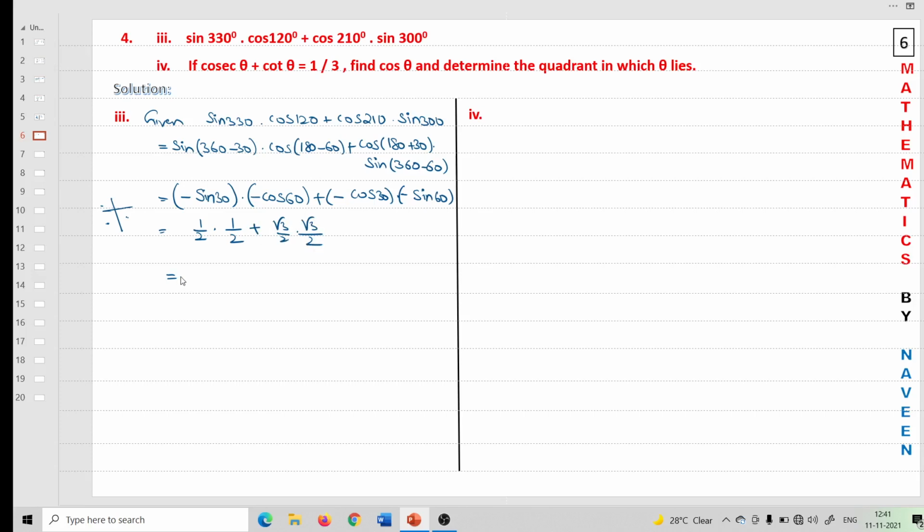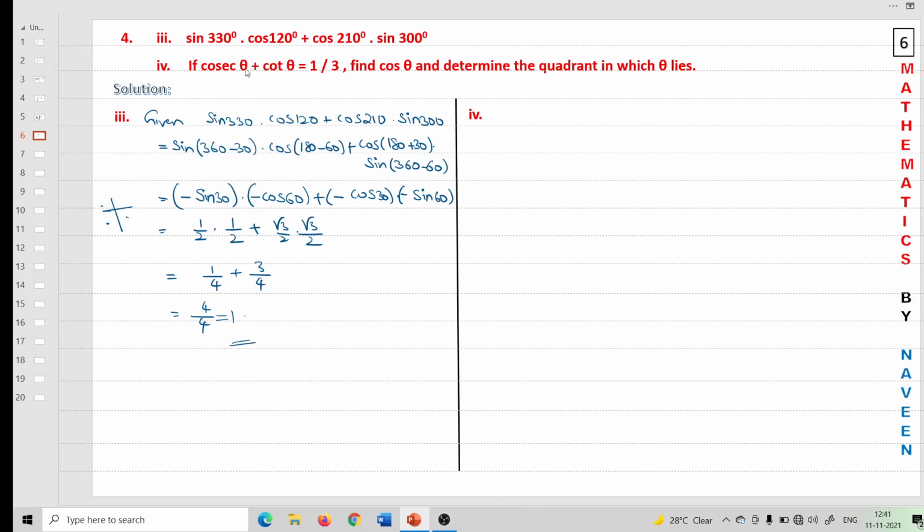That is equal to, see, this one 1 by 4, 1 by 2 into 1 by 2. 1 by 4 plus root 3 into root 3, 3 by 4. That is 4 by 4. Clear? 4 by 4, that is nothing but 1. Clear? Next problem.